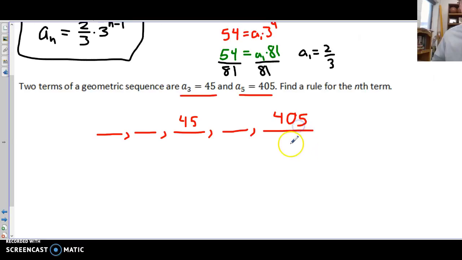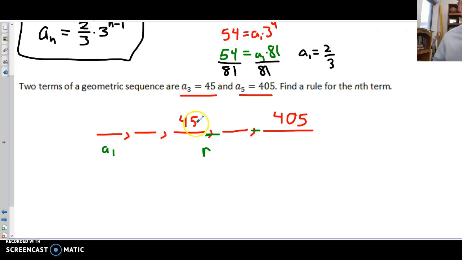Things I need to figure out. I need to figure out r, the common ratio. Well, r is going to be what I multiplied by to go from this term to this term, and what I multiplied by to go from this term to that term. And then a sub 1 is way back here. That's the first term, and I've got to figure it out. So if I can figure out what the ratio is, I think I could probably work backwards to find the first term. Okay? I'm going to find the ratio.